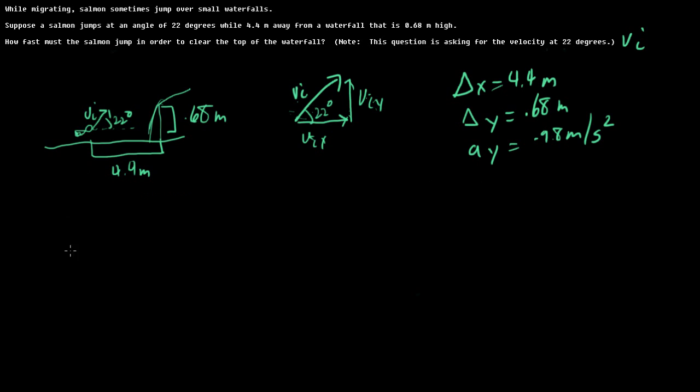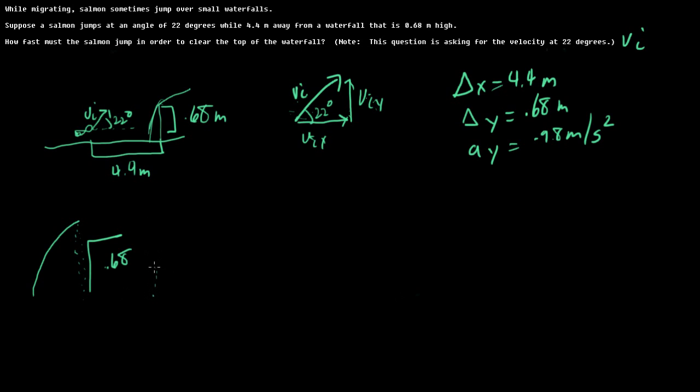But, thinking about it, if we need to jump over this, that means our final height, our highest point, needs to be the same as or bigger than this. So if this is 0.68, if we need to clear that, we need to jump at least that high, right? So obviously the highest point of our jump needs to be there. Needs to clear it.